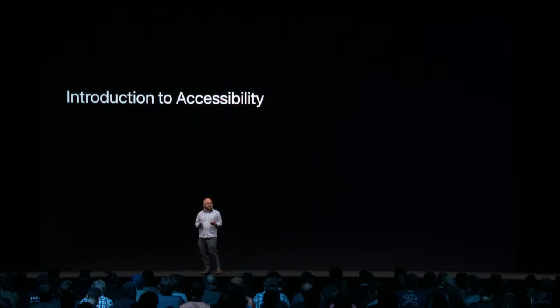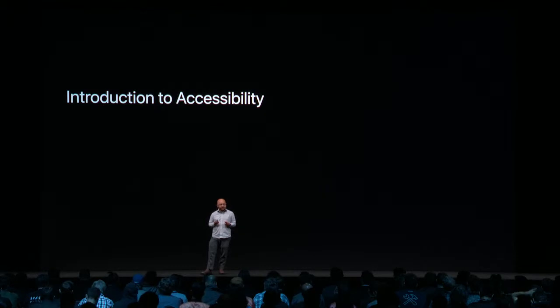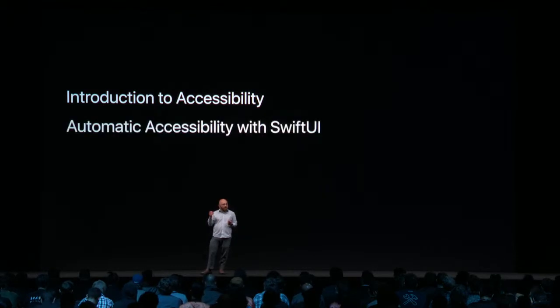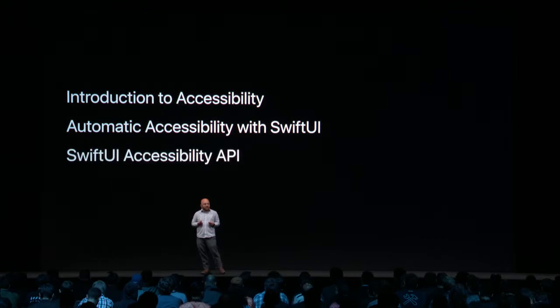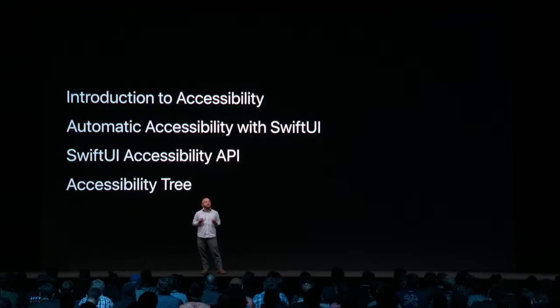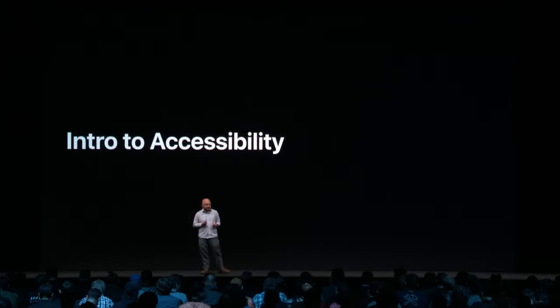We're going to kick it off with a quick introduction to accessibility and our accessibility technologies on our platforms. Then we'll talk a little bit about how SwiftUI makes your apps more accessible by default. John is going to come in and take us through the accessibility API that we are introducing today, and also take us through the accessibility tree that SwiftUI generates for us in our applications. So let's start with that introduction.